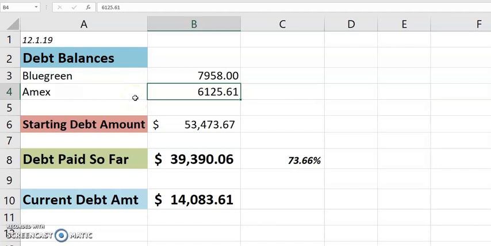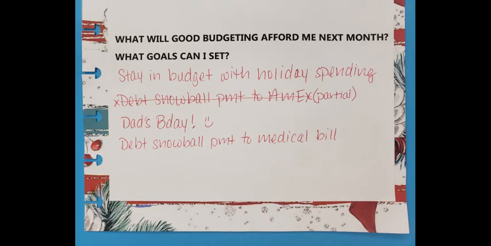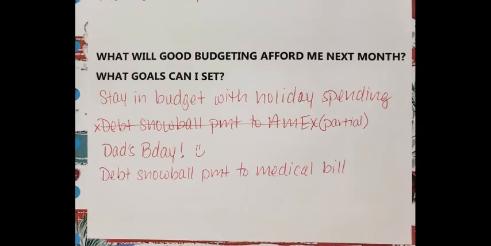Now, I normally review my monthly budget goals, so here we go. One is to stay in budget with my holiday spending, and that's been going really well. No problems there. When I set these goals, I was planning to make the debt snowball payment to American Express, but if you saw one of my recent videos, you know that a medical bill has come through that will take its place. So the debt snowball payment will go to that medical bill instead. My dad's birthday is coming up, so I'm still looking forward to celebrating with him.